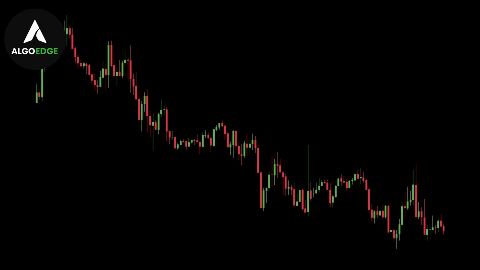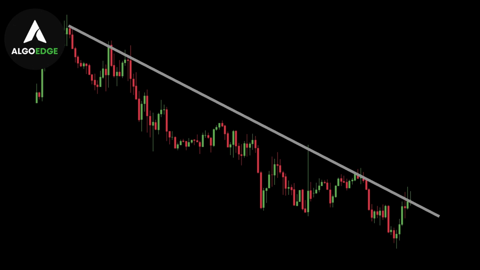Now let's move on to strategy number 2, which may be even more profitable than the first one. Let's assume we have a clearly defined downtrend with a valid trend line in place. Normally, when price breaks above a descending trend line, it can be an early sign that the market is transitioning from a bearish trend to a bullish one. After all, the downtrend structure has been violated.